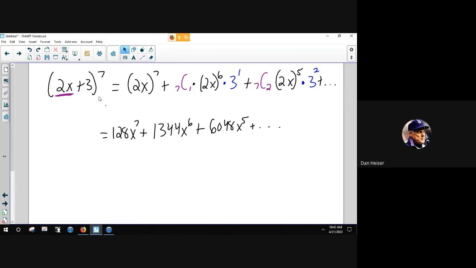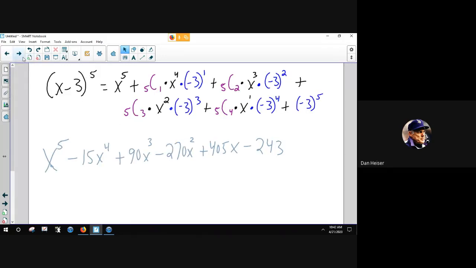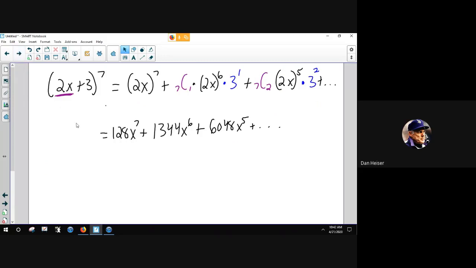Now, for purposes of assessment, I am not going to have you take 7th powers or 10th powers all the way out. The largest power I would have you go all the way on is a 5th. If I give you a problem that says expand this, I will not go higher than a 5th power for all the way. Anything bigger than a 5th, I would probably say write the first 3 terms. So here's 1, 2, 3 terms. Or maybe write the first 2 or the first 4. Because if you can get it started correctly, then I assume you can finish it correctly.